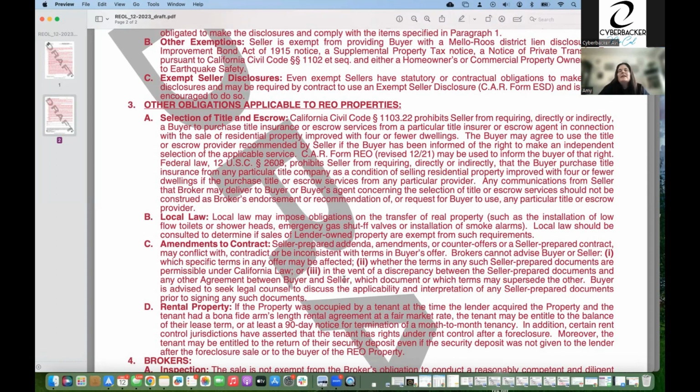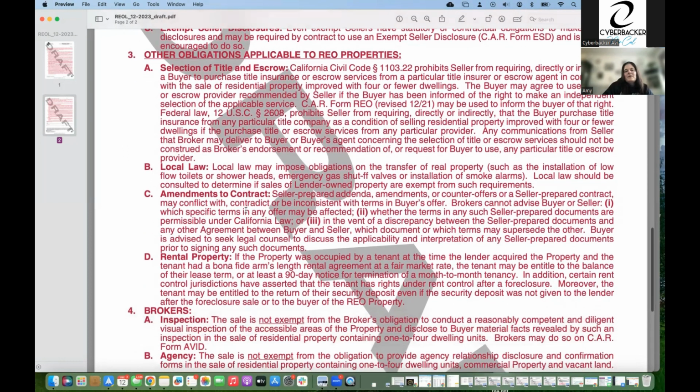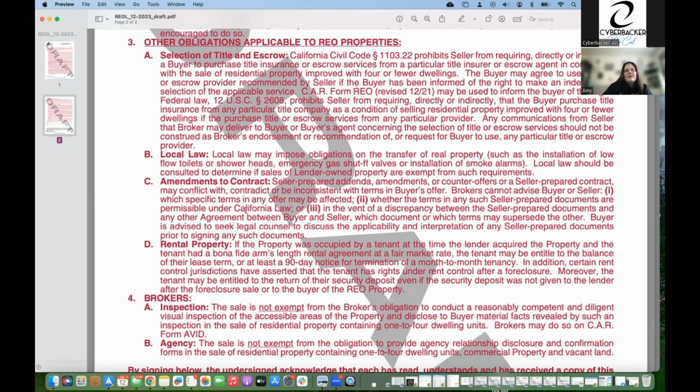Same idea as in our purchase agreement. So they just updated that verbiage on this form. Local law may impose obligations on the transfer of property, right? So the seller isn't obligated from that. So any of those requirements, whether it be a sewer lateral inspection, a pre-sale inspection, whatever that might be, depending on the local location of that property.